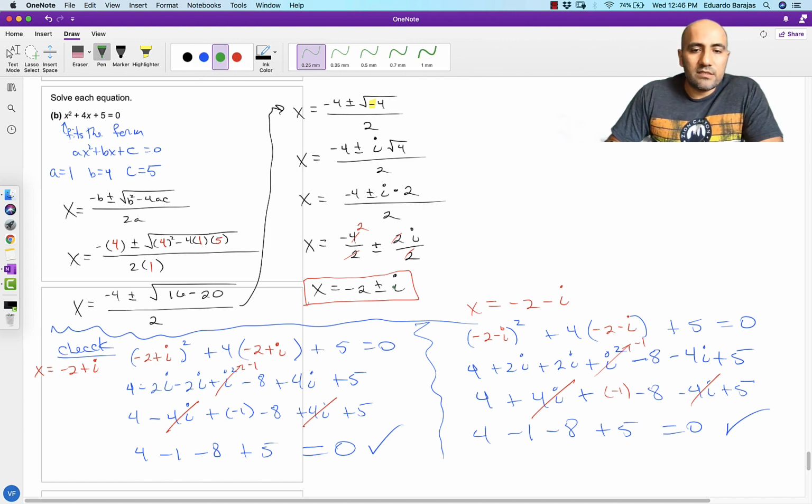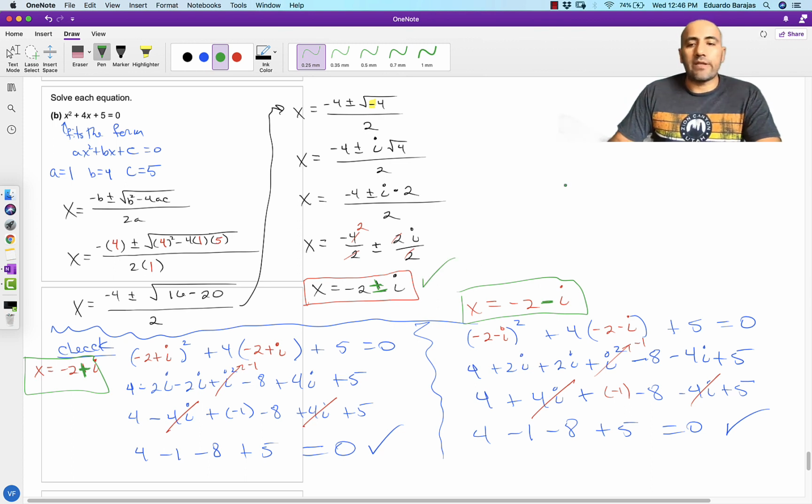Remember that this notation of a plus and a minus means that there are two solutions. One of them is the one that has a plus in there, and the other one is the one that has a minus in there. So this is really a shorthand notation of both those solutions, and they both worked out.